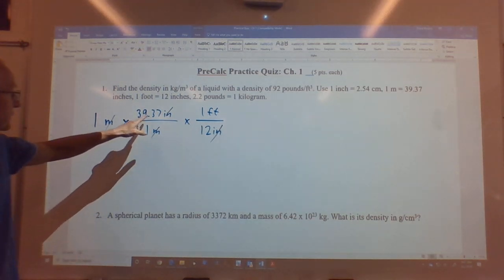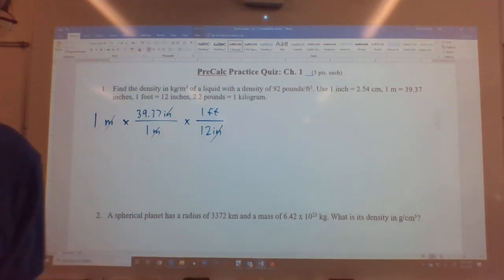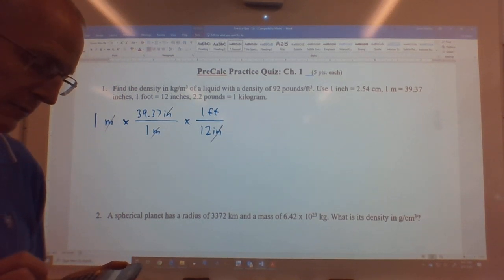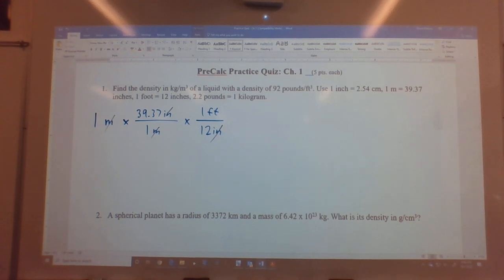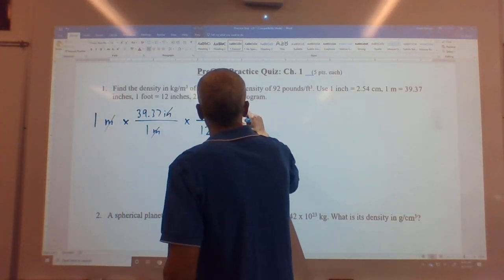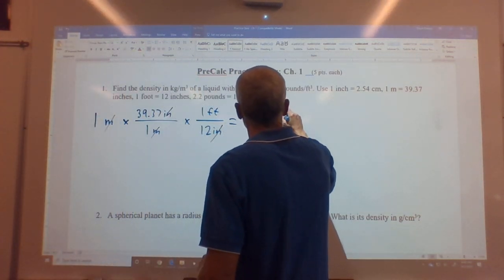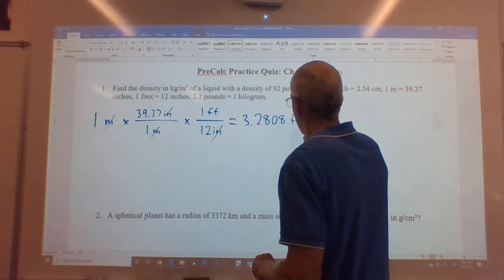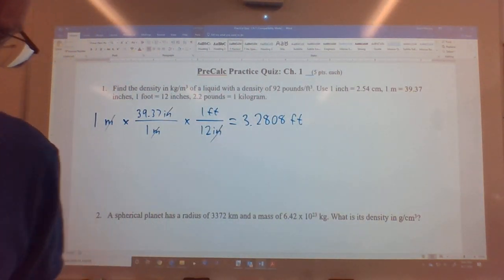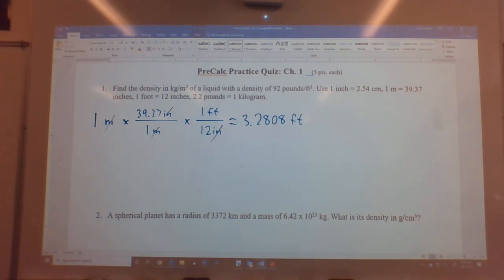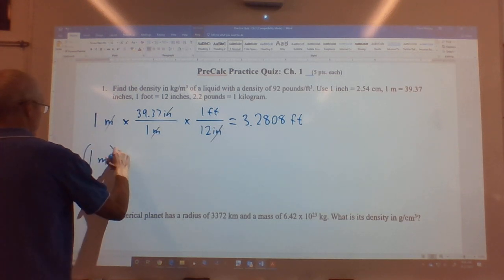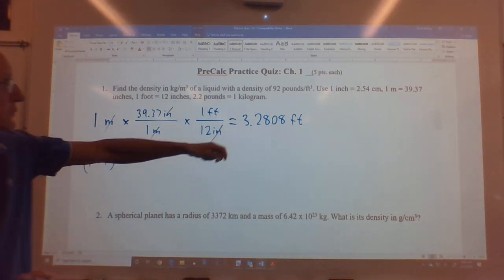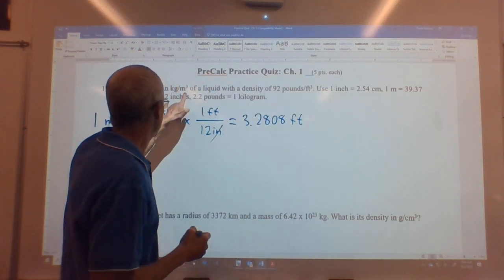So on a calculator, we go 39.37 divided by 12. And I get 3.2808333333. I'll keep 3.2808. That's pretty good. So 1 meter is 3.2808 feet. Okay, what is a meter cubed? So 1 meter to the 3rd power, a meter cubed, because that's what we want, right? We want to get meters cubed.